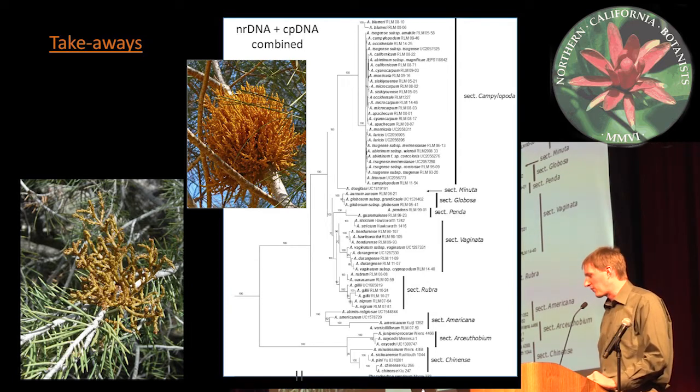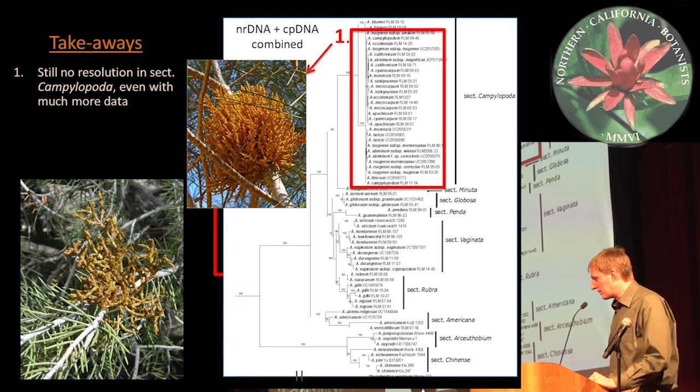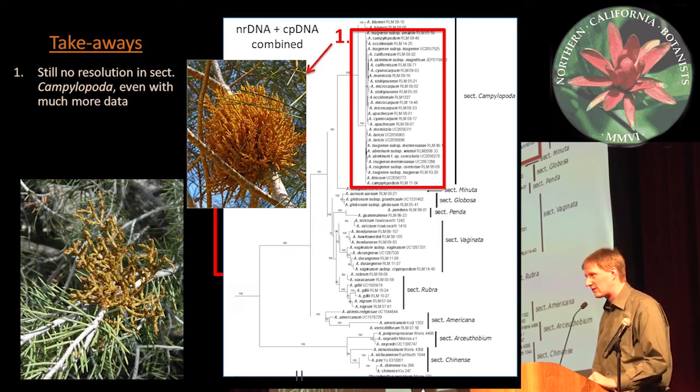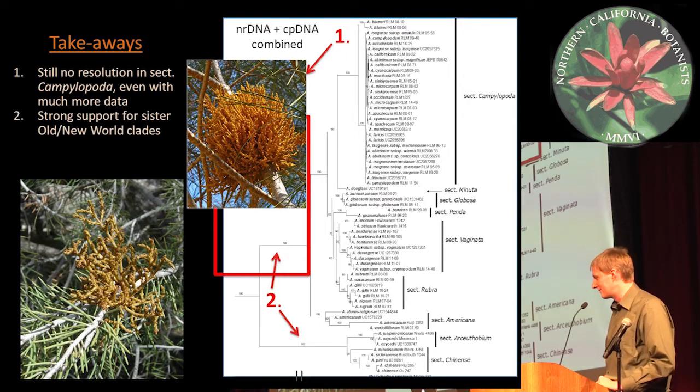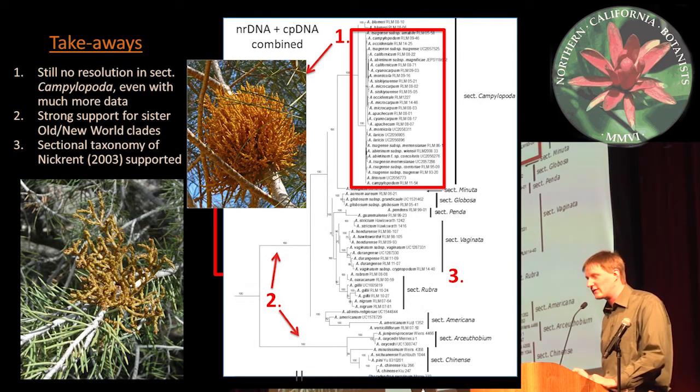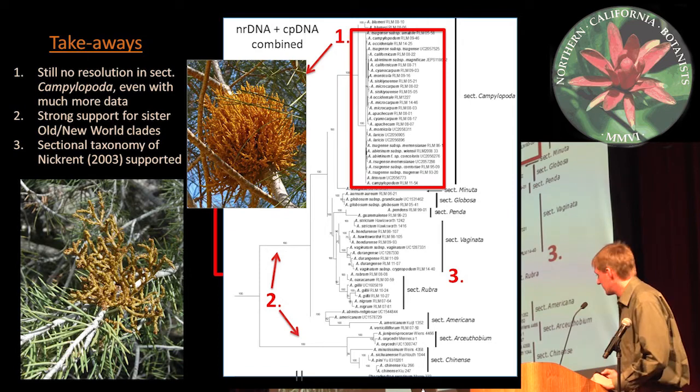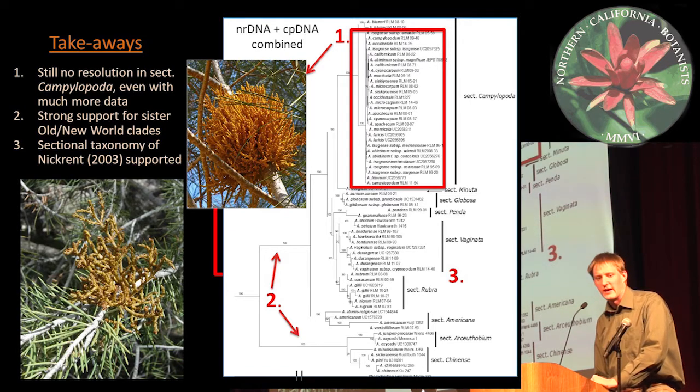But I want to leave you with 3 big takeaways. First, we still don't find resolution in that section Campylopoda, even with about 15,000 nucleotides from the chloroplast and nuclear genome. And there are reasons why we shouldn't necessarily say that these aren't distinct, and I can talk about that later individually if you're interested. But the solution of just throwing more data at this problem is not going to resolve these if they are indeed different. Second, strong support for sister Old World and New World clades. And finally, we see some good section level taxonomy.